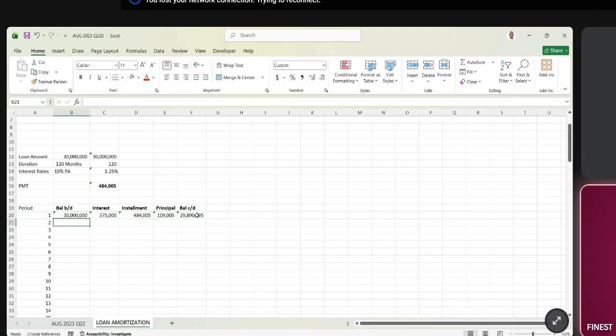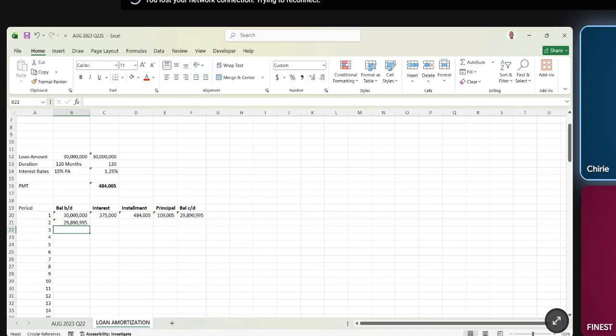Remember the closing carried down should be the opening for the following year. I see that. So I need to bring it back here. So I refer it back there. Then now I come and say, how do I get interest? For balance carried down, it's balance brought down minus the installment, or not the installment, minus the principal. Yes. But that's a very good question.